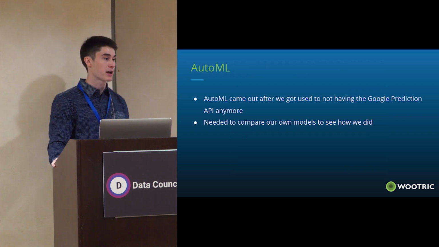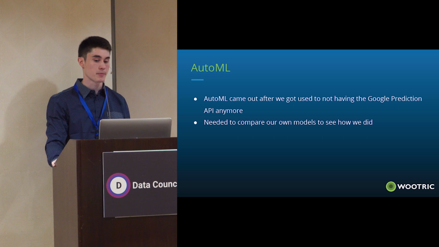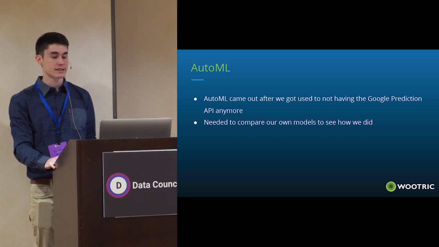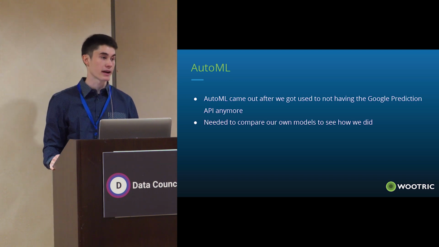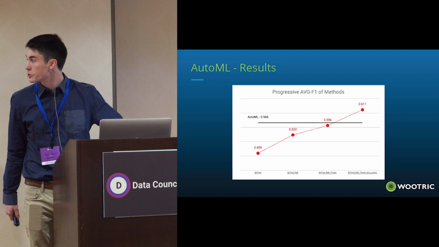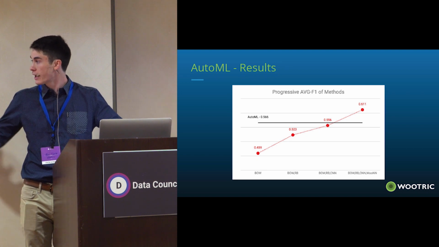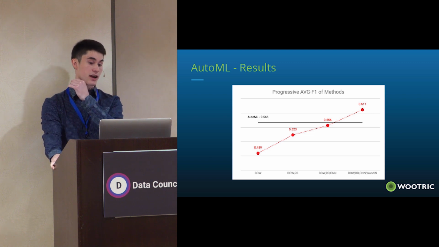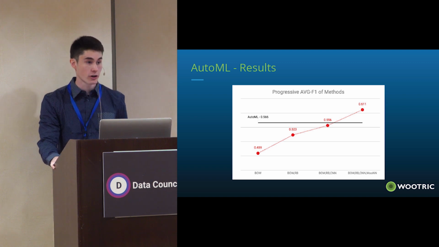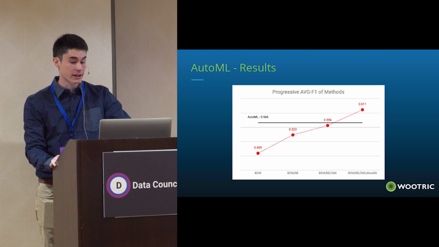So AutoML came out about 6 months after we implemented this into our production pipeline. And we wanted to see, okay, well, Google probably has it figured out pretty well. Let's see how we compare to what they've done. So we trained AutoML on our own data set, and we actually achieved 8% improvement over their average F1 score on our test set, which felt very validating.